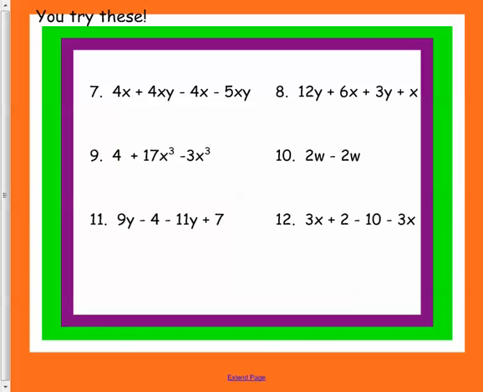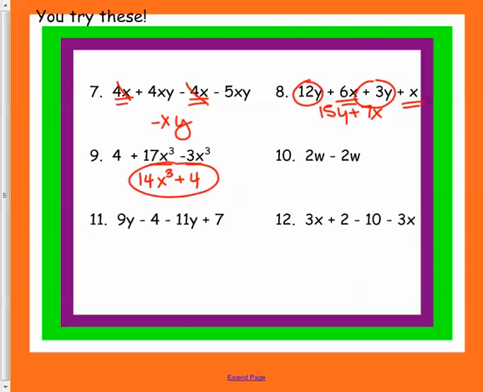Okay, grab your red pen. In this first one, I'm just left with negative xy because these two cancel out because they have different signs. In this next one, I have two positive y's. 12 plus 3 is 15y. And 6x plus 1x is 7x. Down here, I'm going to take 3 away from the 17 because these are the only two that can be combined, and I get 14x cubed and just add on the 4.